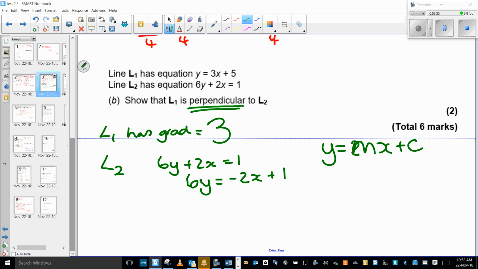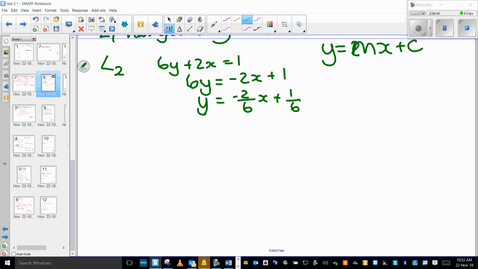Okay. What do I now have to do? Divide by 6. Remember at this stage, when we're doing straight line graphs, this is where I would normally suggest you divide them separately. And then you've got negative 2 over 6. Can that simplify? Yes, to give negative 1/3. So my gradient of L2 is negative 1/3.